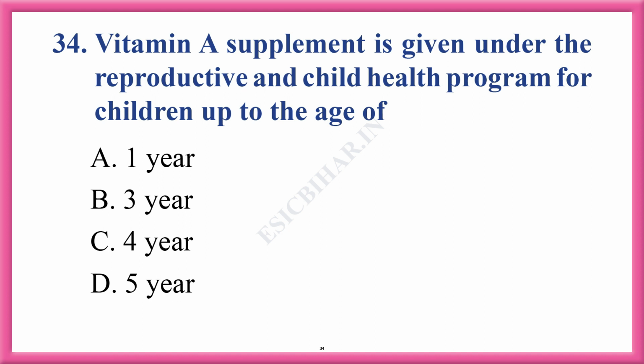Question 34. Vitamin A supplement is given under the Reproductive and Child Health Program for children up to the age of A. 1 year, B. 3 year, C. 4 year, D. 5 year. And the answer is D. 5 year.